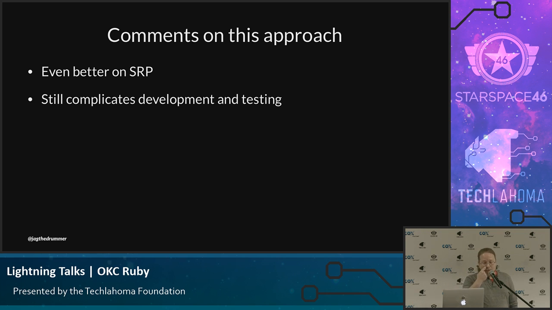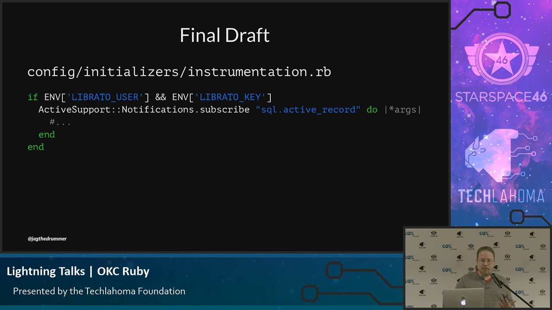That last example, as it's written, is still kind of complicated on development and testing because the system is still going to try to notify Librato anytime that a SQL event comes through. So the way that I like to handle this is wrapping the initializer in a conditional.